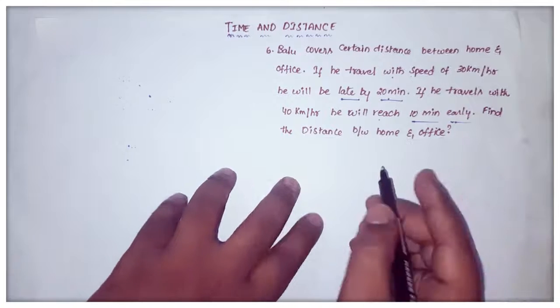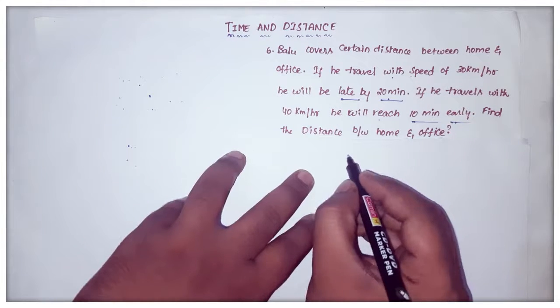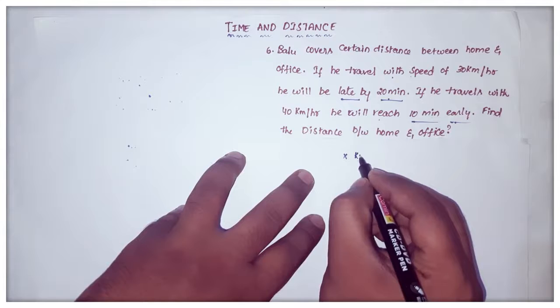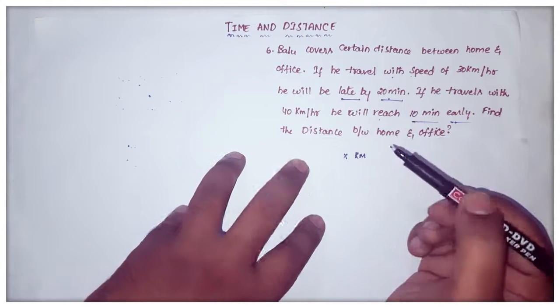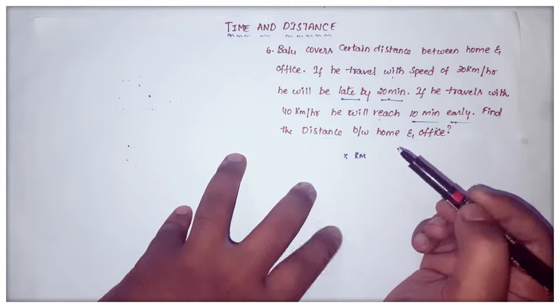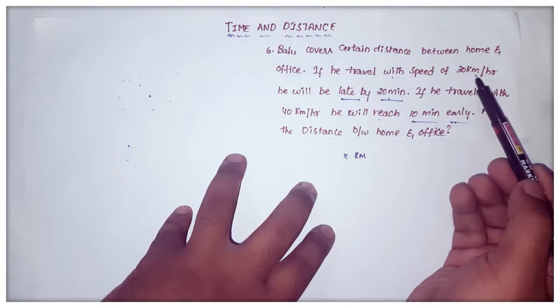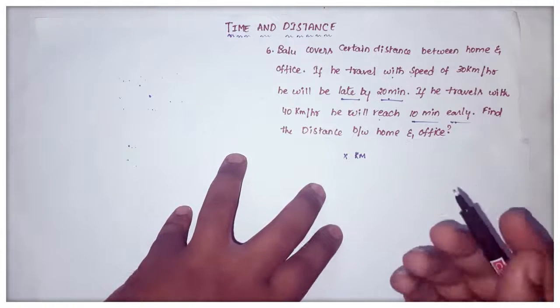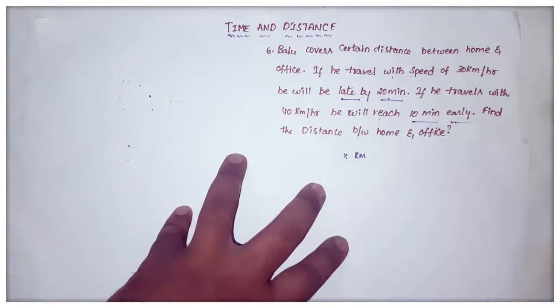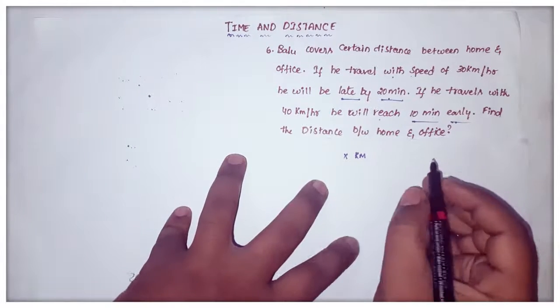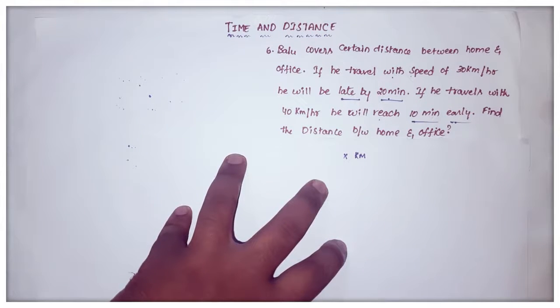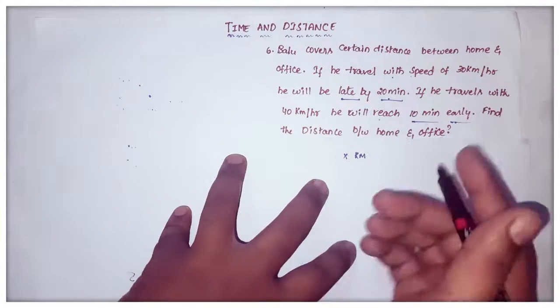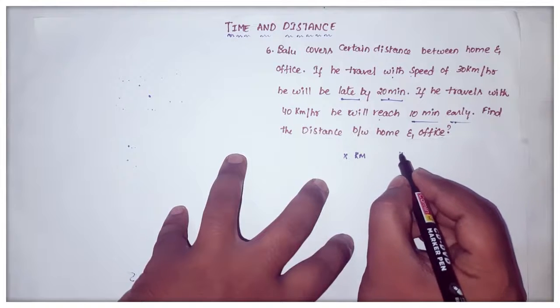Let us consider that the distance between home and office is x kilometers. I already told that units must be the same, since speed is kilometer per hour, so we took x kilometers, and the time will also be in hours. If there are minutes, we must convert that into hours. Okay, and let us consider that the actual time that he is supposed to be at the office is t.